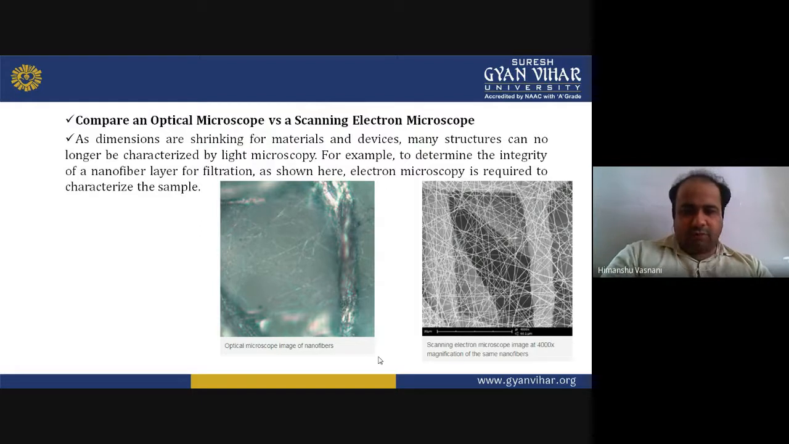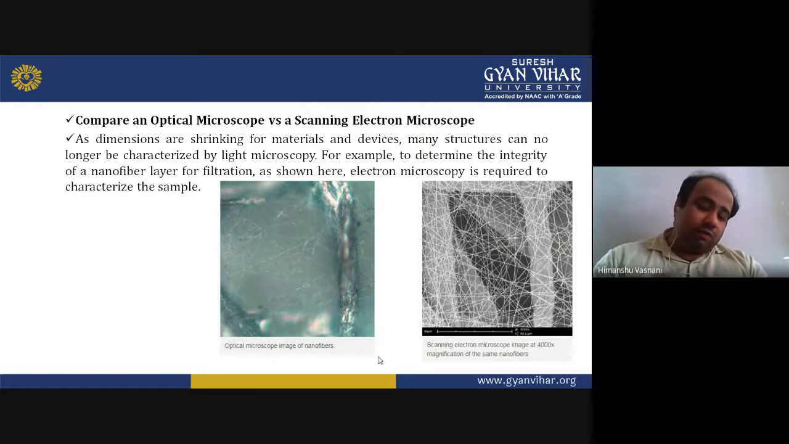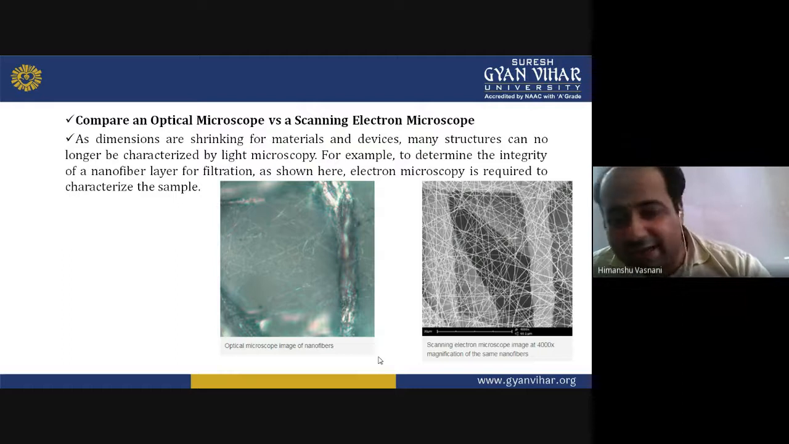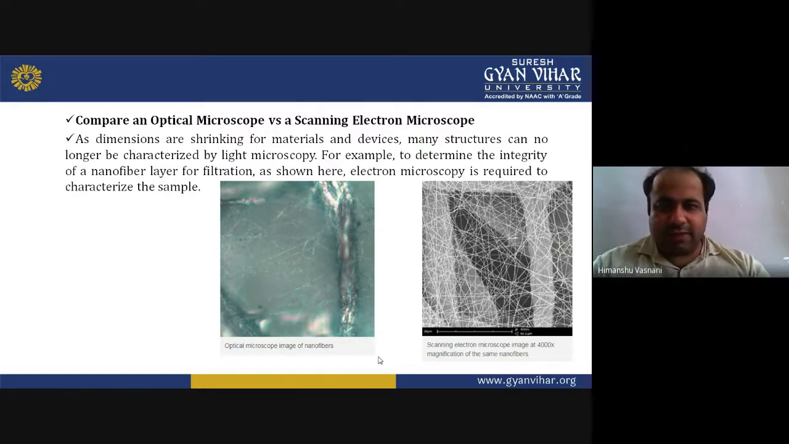The nanofiber that was shown in the left figure is the same nanofiber in the right figure, but here the magnification is around 4000x in the scanning electron microscope. So you can see the white fibers visibly.